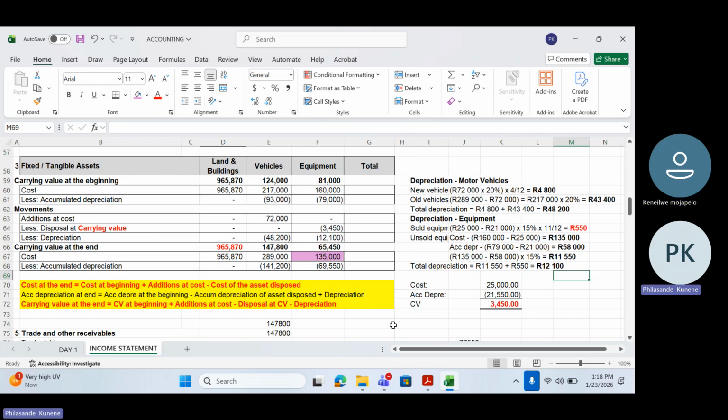$65,450. If you're using the other method, which amounts did you include? Carrying value at the beginning, 81,000. Plus additions at cost, which is 0. Minus carrying value of asset disposed, less disposal carrying value, 3,450. And minus depreciation, 12,100, and you get 65,000.